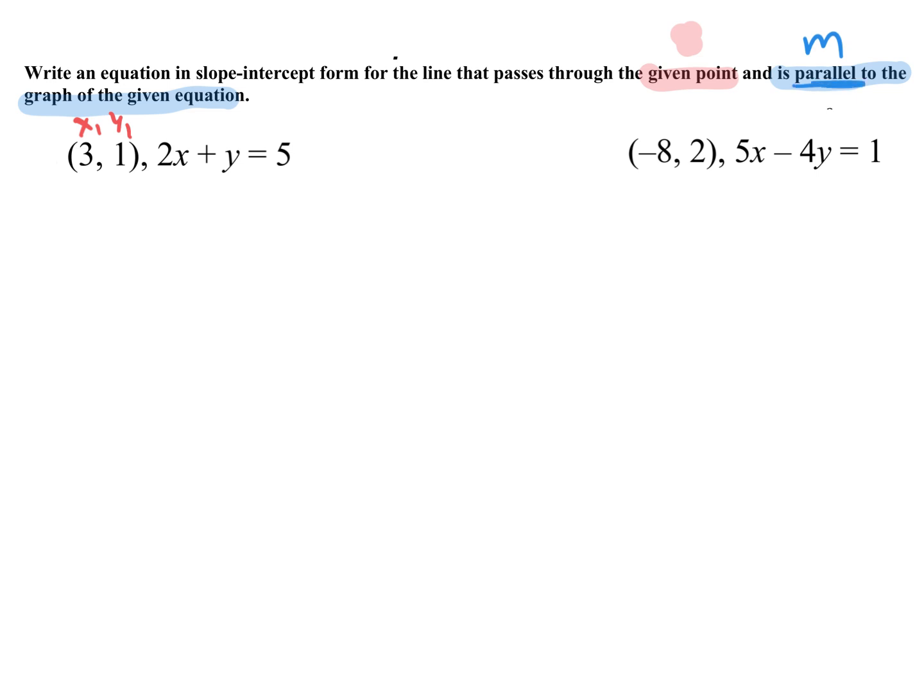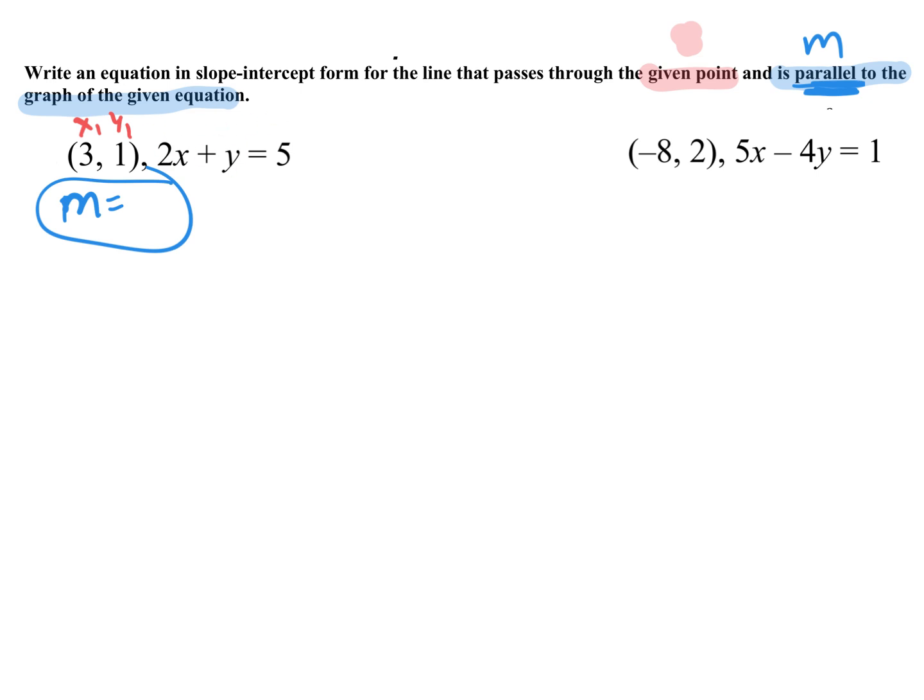The same slope. Parallel means same slope. Perpendicular means opposite reciprocal slopes. So I'm given a point, and they give me an equation, but this equation's in standard form. And in standard form, we cannot see the m value. So what you need to do is figure out what your m is going to be based on the fact that they're telling us it's going to be parallel to this given equation right here.